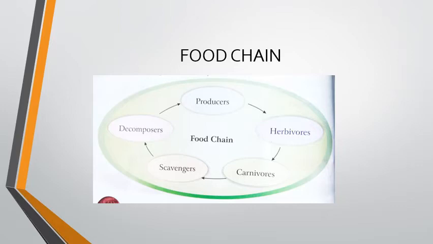Here you can see the picture of food chain. Actually, food chain starts with producer, then herbivores, carnivores, scavengers, decomposers, and again it reaches producers.